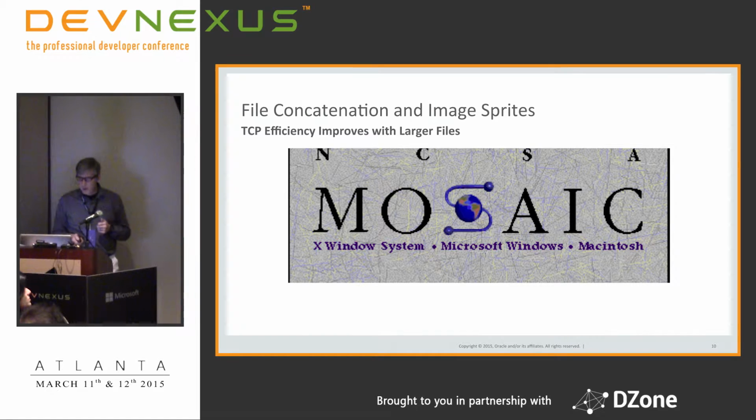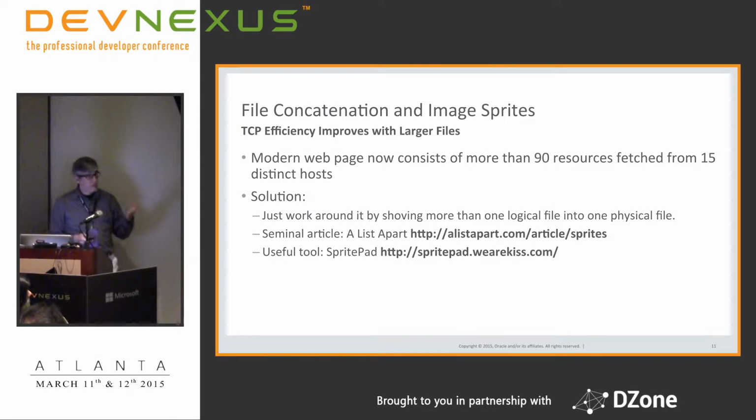So the research that Google did when they were starting out the HTTP/2 specification effort was that the modern web page now consists of more than 90 resources from 15 distinct different hosts.